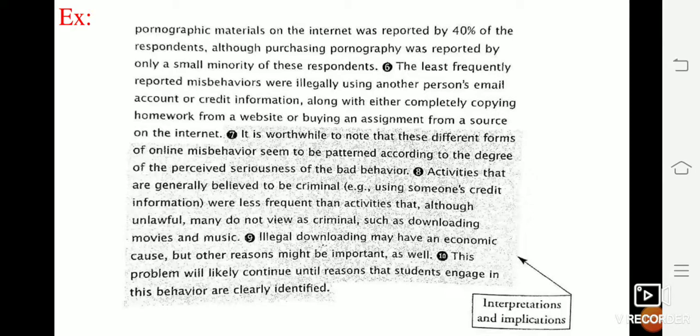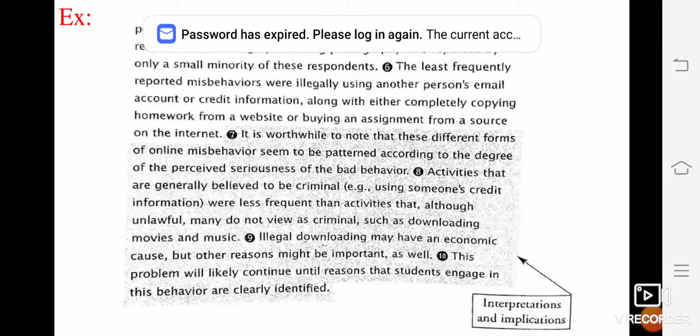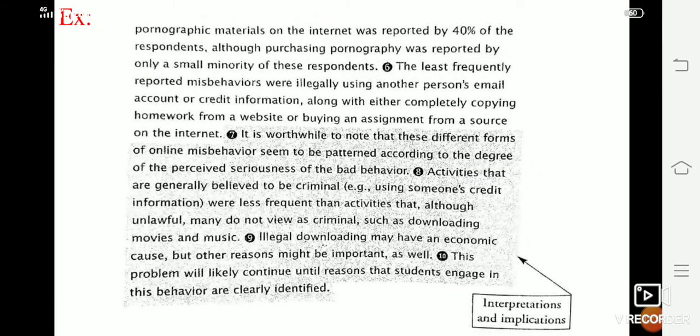Yes. So you can see from number 9 and number 10, these are the interpretations and the implications. What do you mean by implications? It means what we need to do more. Usually you give implications, or sometimes you call them recommendations, because we want to know what we need to do more after we find the result.